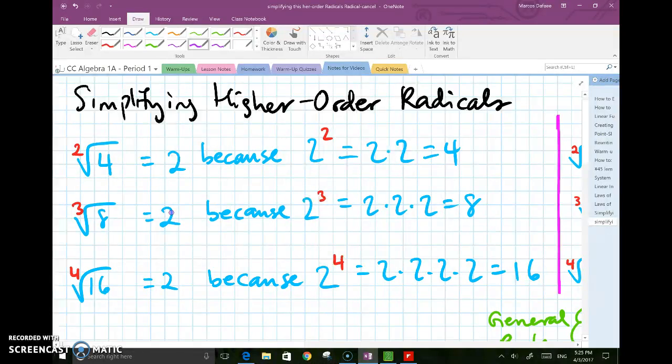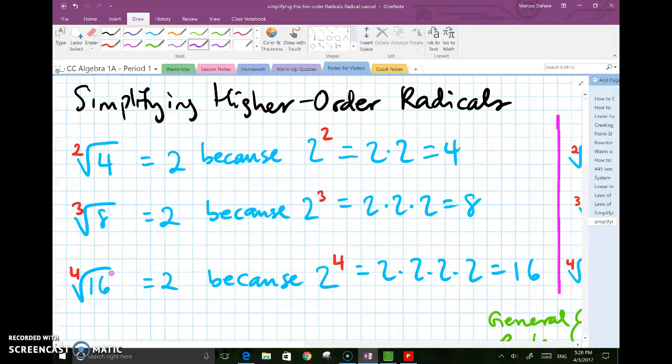So the reason is because 2 to the third power, if you were to cube a 2, you would get 2 times 2 times 2, so 3 2's this time, which would then make the 8, which is the radicand inside. With a fourth root of 16, the answer is still a 2, but the reason is because if you were to put 2 to the fourth power, you would have 4 2's, in other words, 2 times 2 times 2 times 2, and that would give you the 16, which is the radicand.